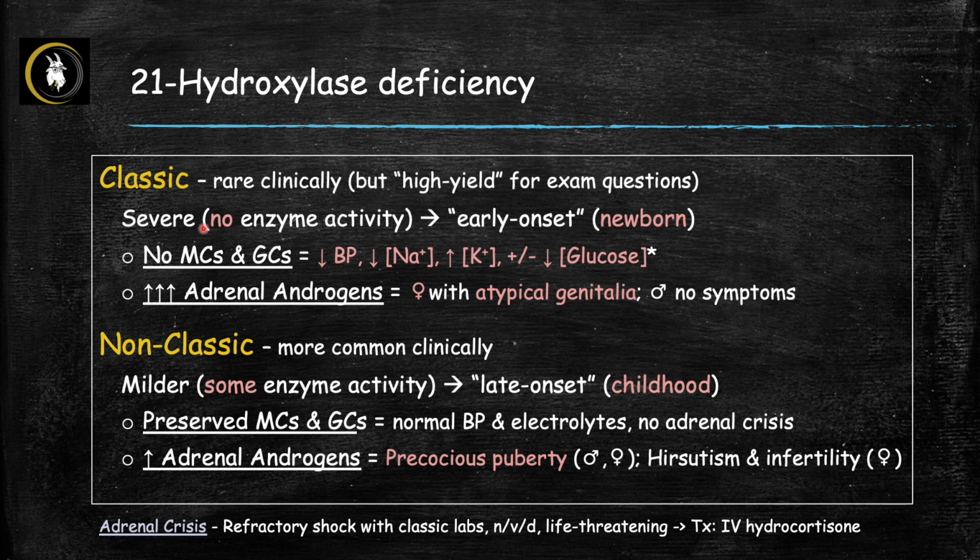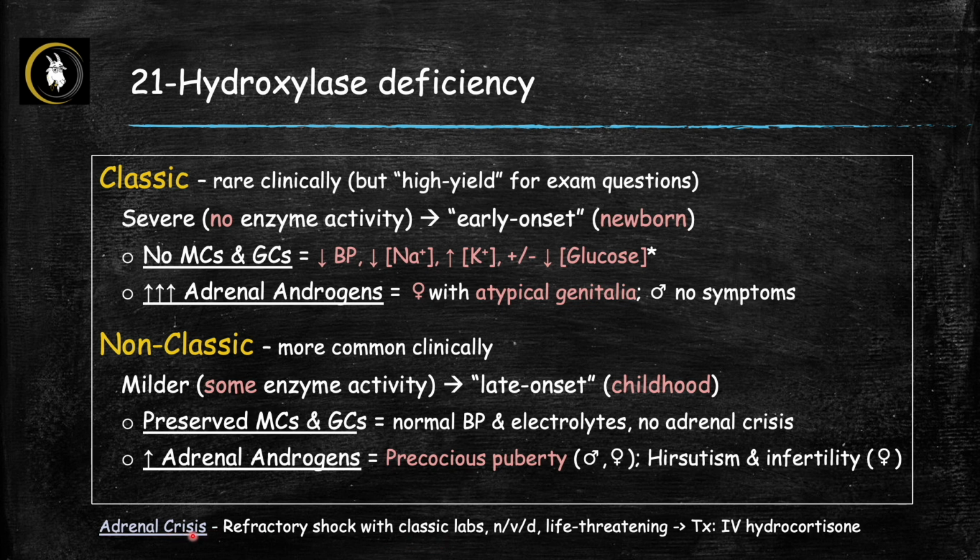So the problem here is that it's severe because there is no enzyme activity. This enzyme is not functioning at all. So obviously this is the one that's going to present earlier on, and usually it's going to be a newborn that you're going to see this in. And because this newborn doesn't have any mineralocorticoids or any glucocorticoids, they're going to lack all the effects of these hormones. So sodium and blood pressure are going to be low, serum potassium is going to be high, and serum glucose is going to be low. And this characteristic finding of refractory hypotension with these classic labs is known as an adrenal crisis.